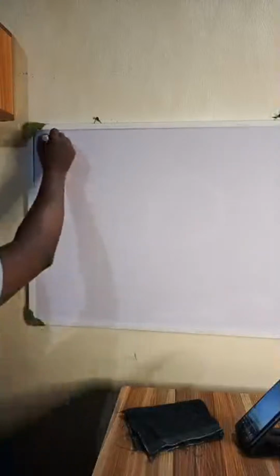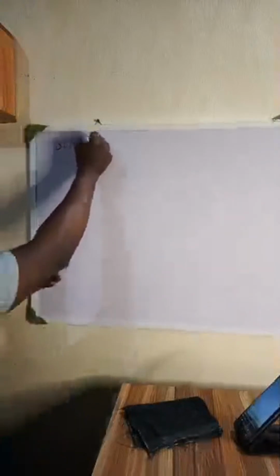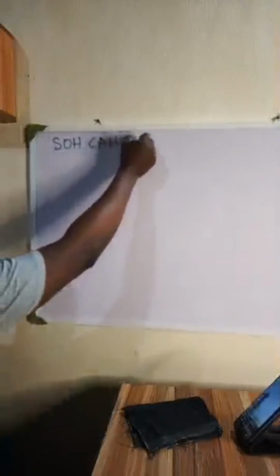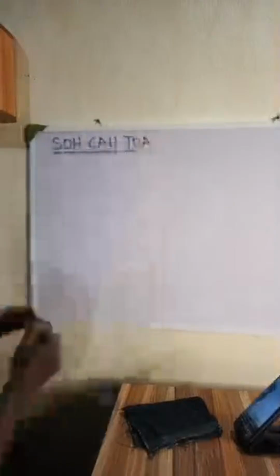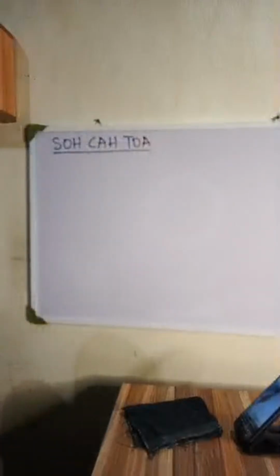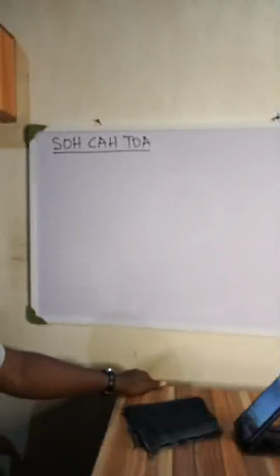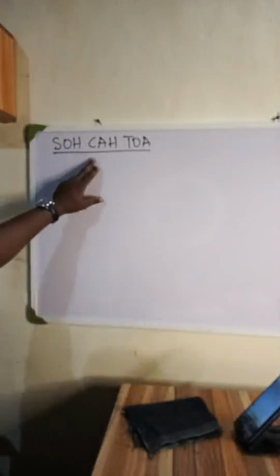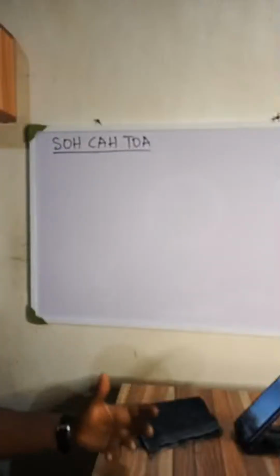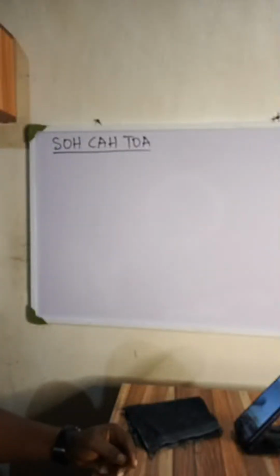We're ready. So in today's class, we are looking at the topic Sohcahtoh TOA. So this week in our WhatsApp group, we've been considering trigonometry. On Wednesday, we looked at Pythagoras theorem. And today we'll be continuing by looking at Sohcahtoh TOA. So this is one of the topics in trigonometry, okay?